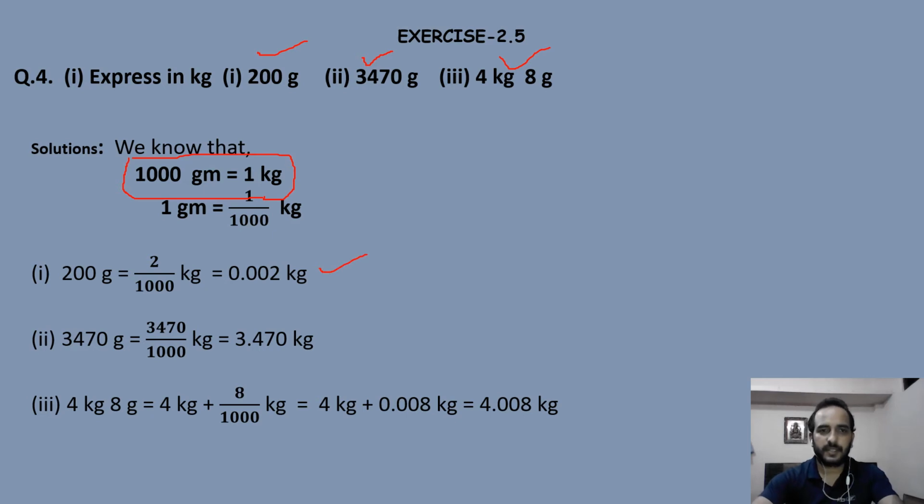Similarly, for the second part, we have divided by 1000, or you can say you have multiplied the given value with 1 upon 1000, and this becomes 3.470 kilogram. Now next 4 kg and 8 gram.